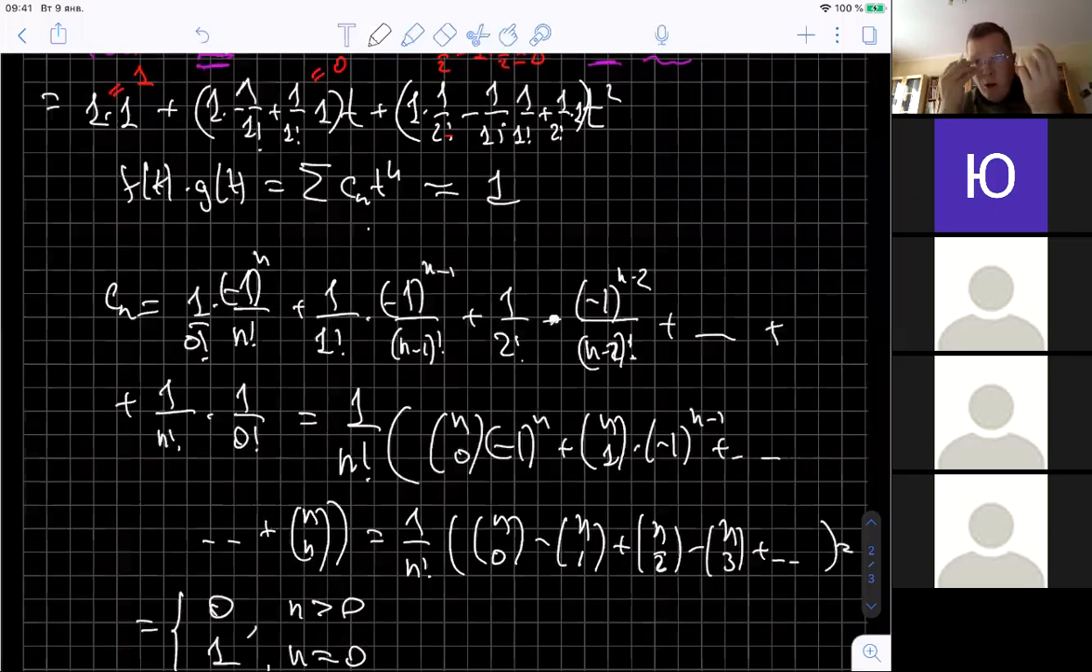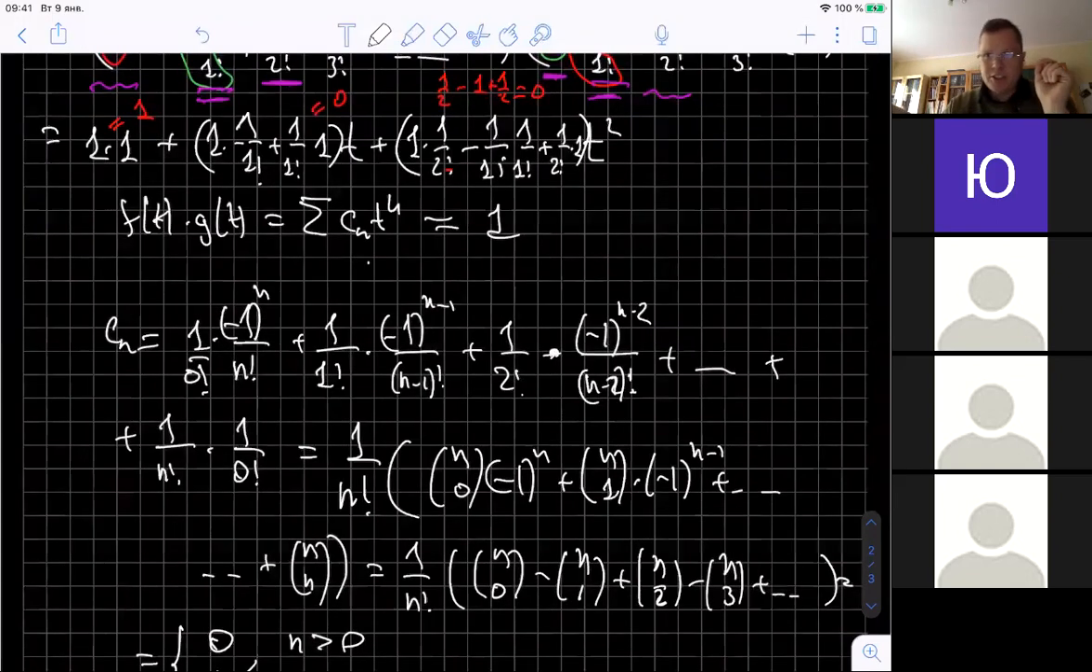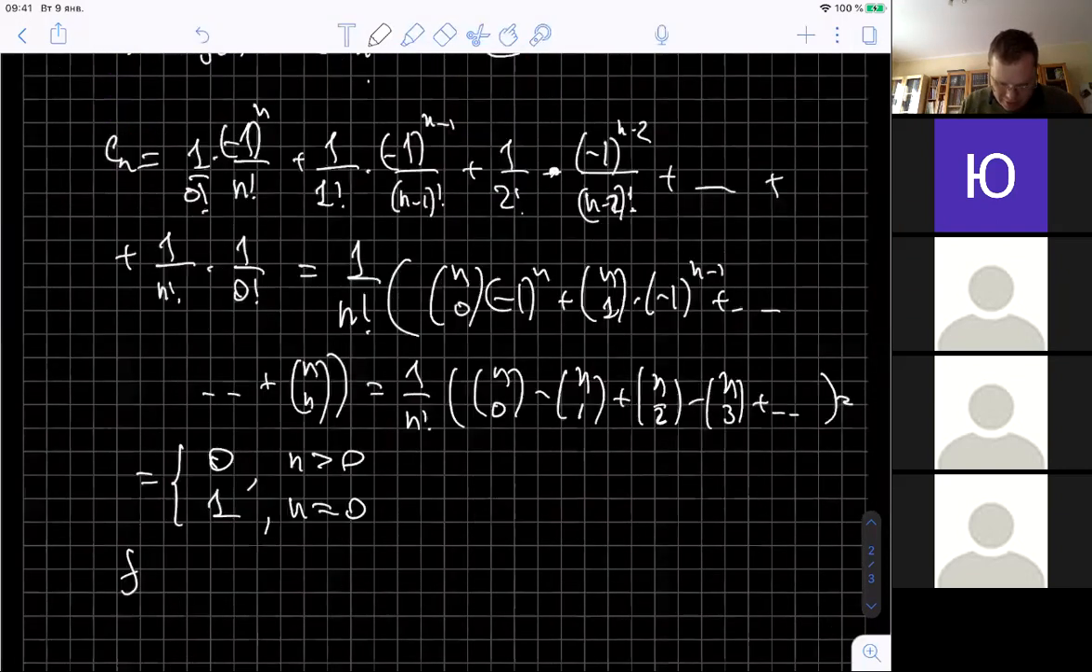So all coefficients of this formal power series are equal to 0, except the first one. The first one is equal to 1, and all the other coefficients are equal to 0. So we have just proved that the product of f of t and g of t is equal to 1. Okay, and what about f of t squared?